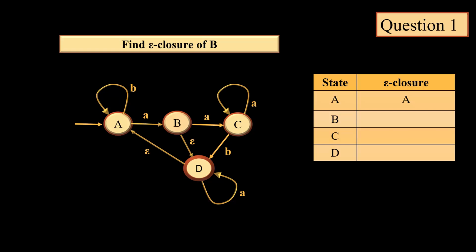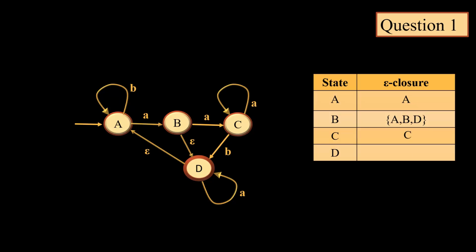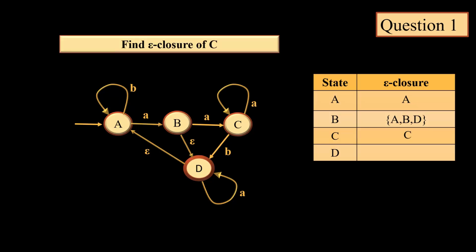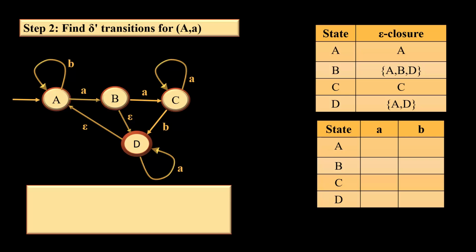Next we move to epsilon closure of B. Epsilon closure of B will include B, along with it will include D and A, because there is a transition from B to D on epsilon, and from D to A on epsilon. So it will have 3 states B, D and A. As far as state C is concerned, it will have only itself because there is no epsilon transition from C. State D will be included, along with that state A will be included because it has a transition from D to A on epsilon. So this is the final table which we get corresponding to the epsilon closure of all the 4 states.